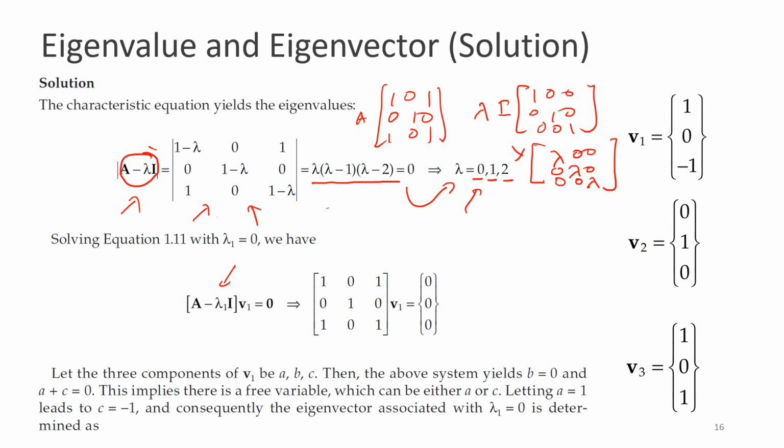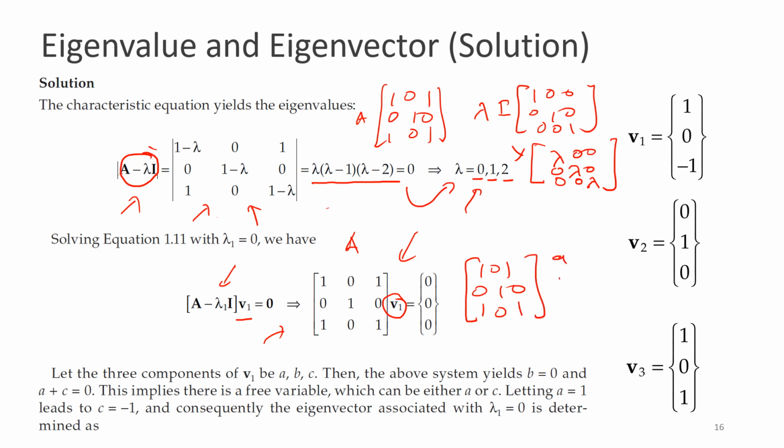So A minus 0 multiplied by 1 will keep equal to A, multiplied by v1, and then you want it to equal 0. Then this will be the particular eigenvector for that particular eigenvalue. So with eigenvalue equal to 0, the eigenvector will be v1. Now we want to find the v1, right? The matrix is 1 0 1, 0 1 0, 1 0 1. Now you have it here.